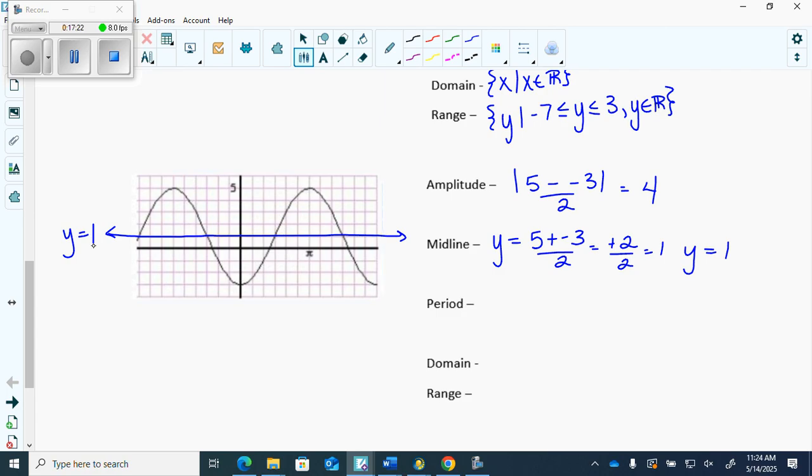So your midline, you should be able to draw it and see that there's the same amount above as there is below. Okay? The period on our y-axis is the min, so I have to go all the way to the next min. It's 1, 2, 3, 4, 5, 6 to pi. 1, 2, 3, 4, 5, 6 to 2 pi. The domain is everything. And the range is y such that negative 3 is less than or equal to y is less than or equal to 5. Y is an element of the reals.